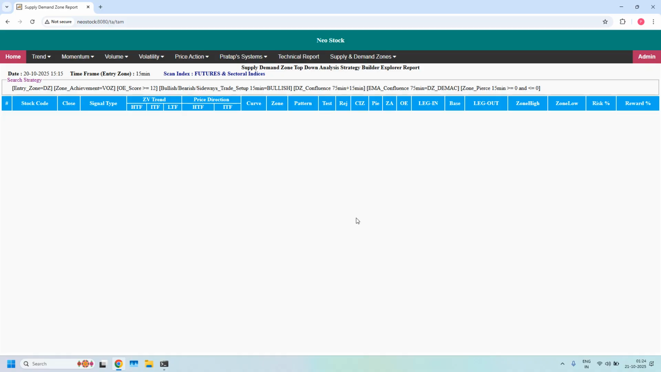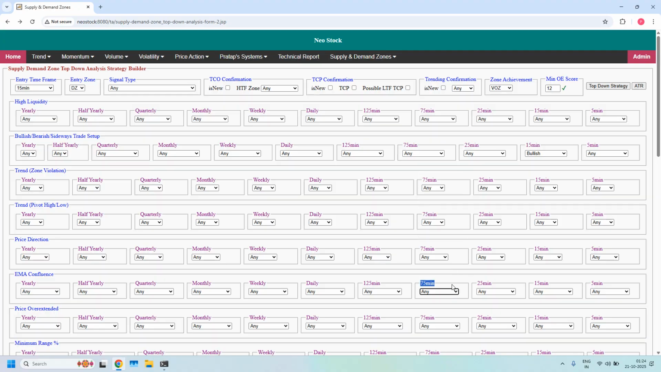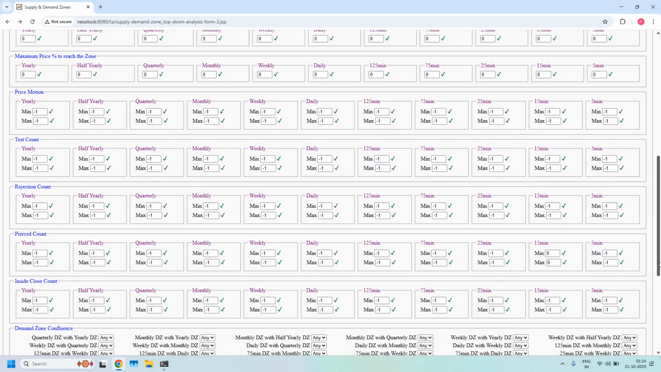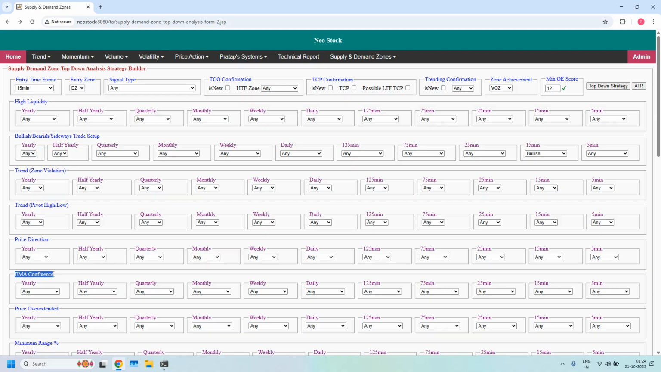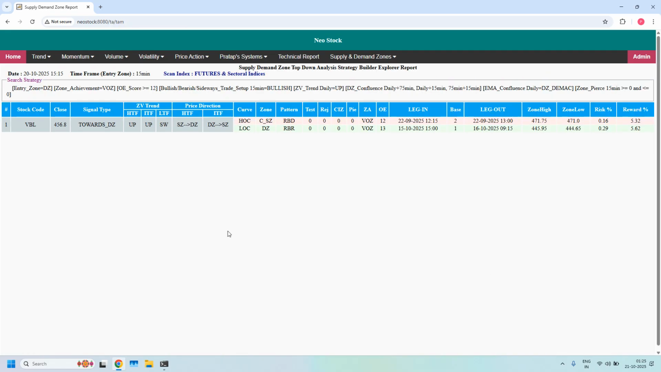Okay, next strategy: LTF, ITF, HTF demand zone confluence and then HTF EMA confluence. Removing the ITF EMA filter. In the demand zone confluence, I am setting 3 filters: 15 minutes and 75 minutes, 15 minutes and daily, 75 minutes and daily demand zone confluence. By enabling all three filters, and then EMA confluence at daily demand zone, that is HTF, daily demand zone with daily EMA confluence, and also the trend on the daily should not be sideways. It should be uptrend because it is a bullish trade setup. Let's filter. So we got one stock.